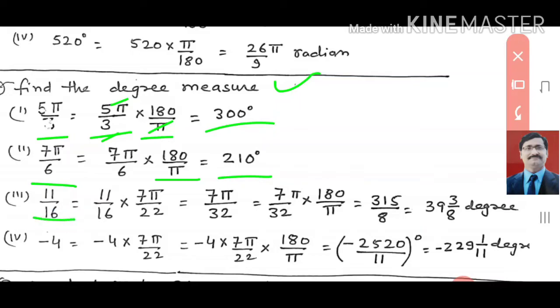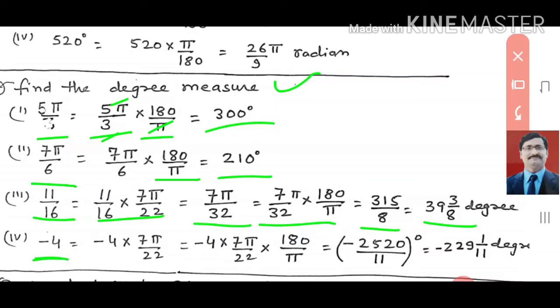Next is 11 upon 16. This radian you have to change into degree. So 11 upon 16, look here we do not have pi. So first of all you have to multiply by 7 pi by 22, and then 11 and 22 you can cancel, and you will get 7 pi by 32. 7 pi by 32 you get, and 7 pi by 32 you have to multiply by 180 upon pi. Pi you cancel, you will cancel the other terms, and finally you get 315 by 8, and this you can change into mixed form, that is 39 3 by 8 degree.